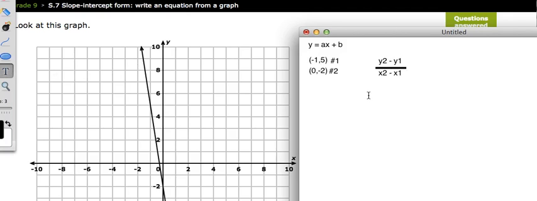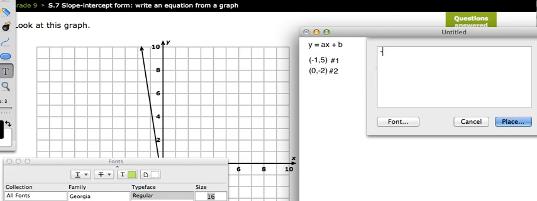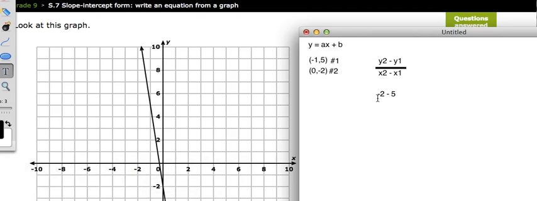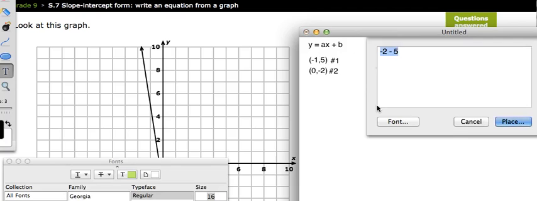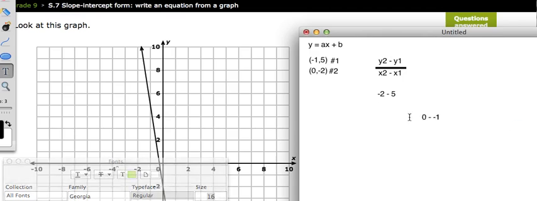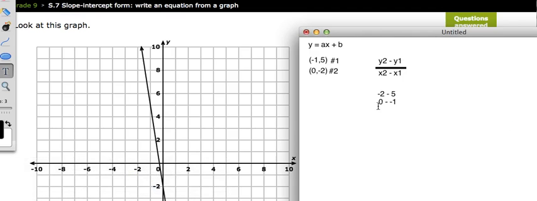So y2 minus y1 is going to be -2 minus 5, right? It's -2 minus 5 again just because the y coordinate for point 2, which is minus 2, minus y coordinate for point 1, which is 5, minus 2 minus 5, right? Then same thing, x2 minus x1 is going to be 0 minus -1, like that. 0 minus -1. And then I want to make sure to have it clear here that I'm dividing this by this.